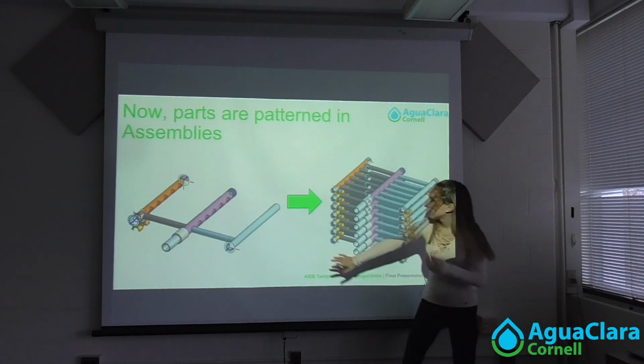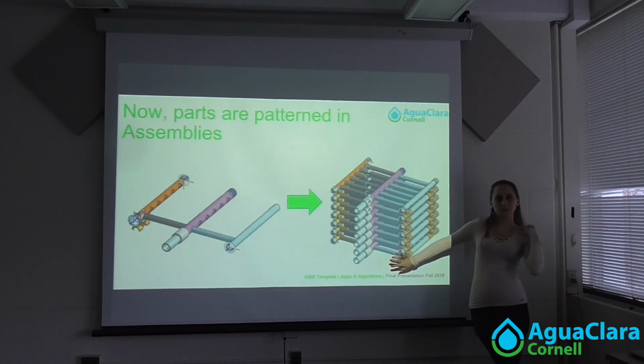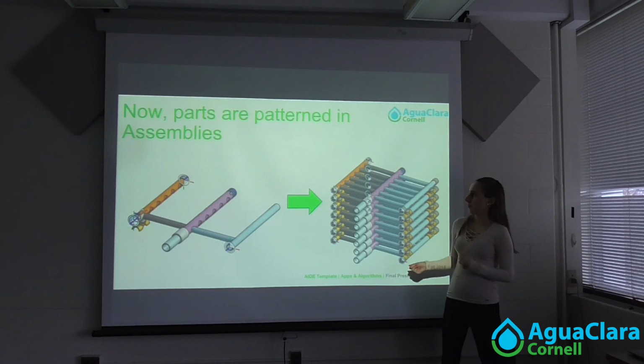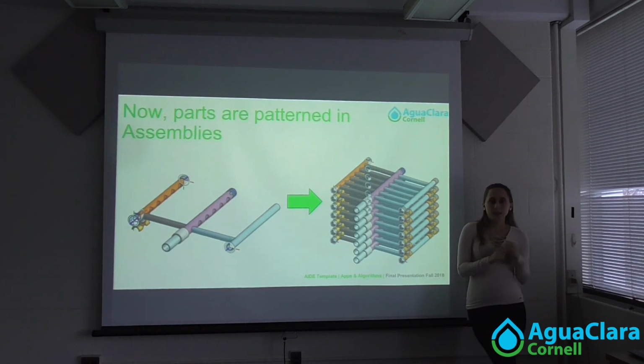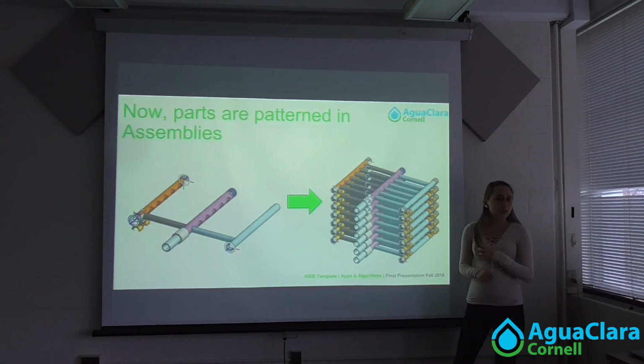So this is a filter tank part studio, and this is a filter tank patterned in an assembly. This is an example of how a part is patterned in an assembly: we bring it over from the part studio and do all the patterning in the assembly.